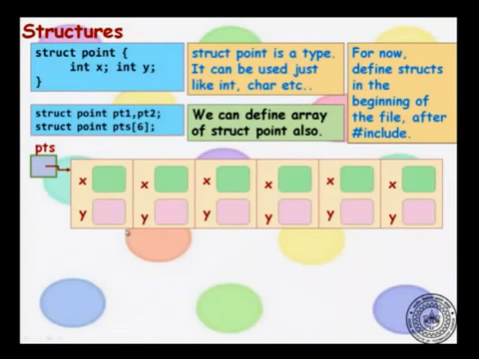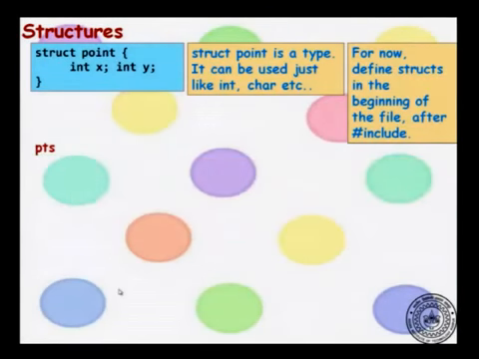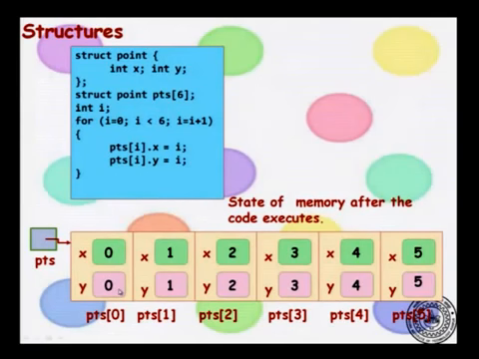Okay. Now, how do I assign values to these elements in the array? So, you would write a loop, for example, of the following form. You would say for i equal to 0, i less than 6, i equal to i plus 1, and pts[i].x equal to i. So, pts[i] is the ith element in the array. The elements in the array are of type struct point. So, pts[i] will be a struct point variable and that variable has two fields x and y. So, I can say pts[i].x equal to i and pts[i].y equal to i.